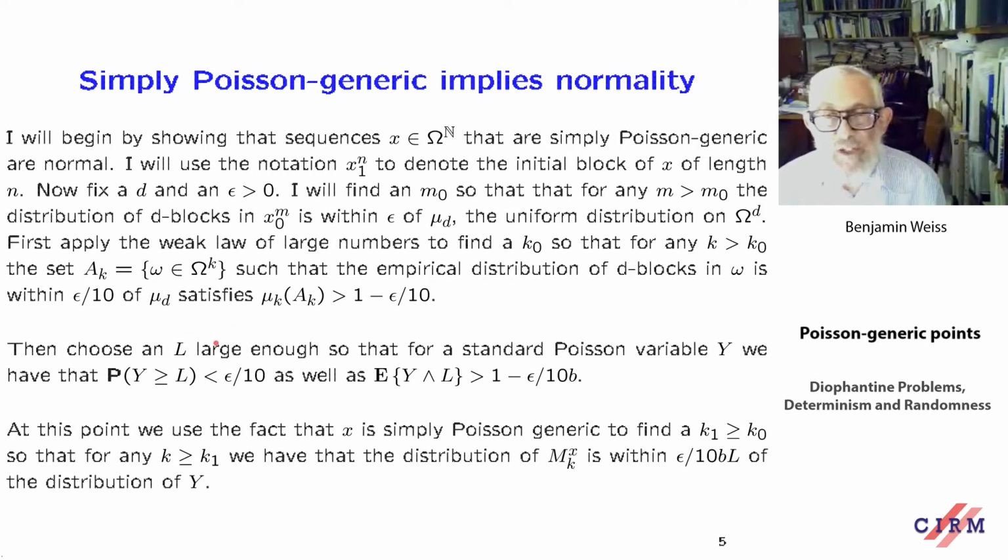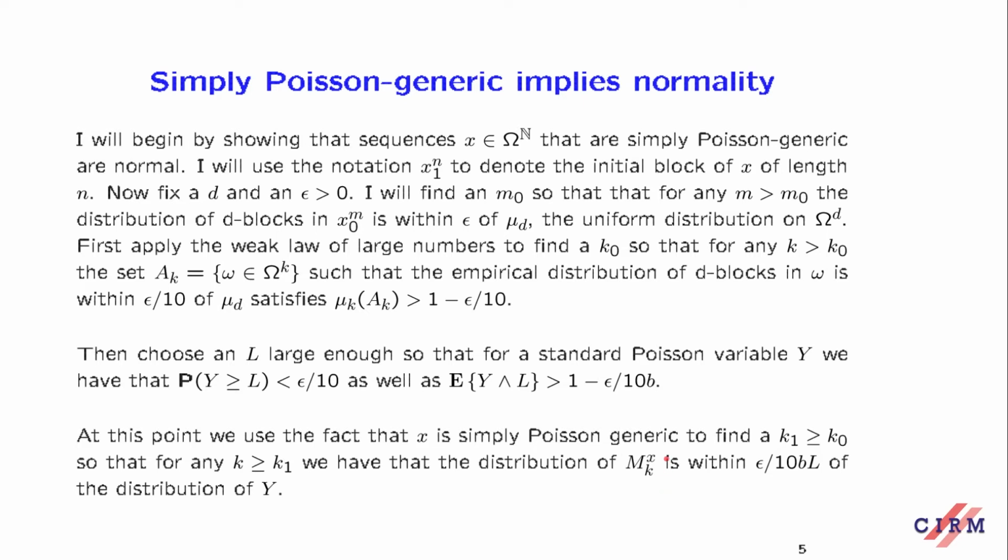Next, you choose an L, which is going to be a cutoff. So for a standard Poisson random variable, the probability that you're bigger than L is less than epsilon over 10. The Poisson distribution decays very rapidly. It decays like 1 over L factorial, so this doesn't have to be very large. And also the cutoff for the expectation, it's the same. Now, if X is simply Poisson-generic, you find a K1 bigger than this K naught, so that the distribution of our random variable is very close to the distribution of Y.